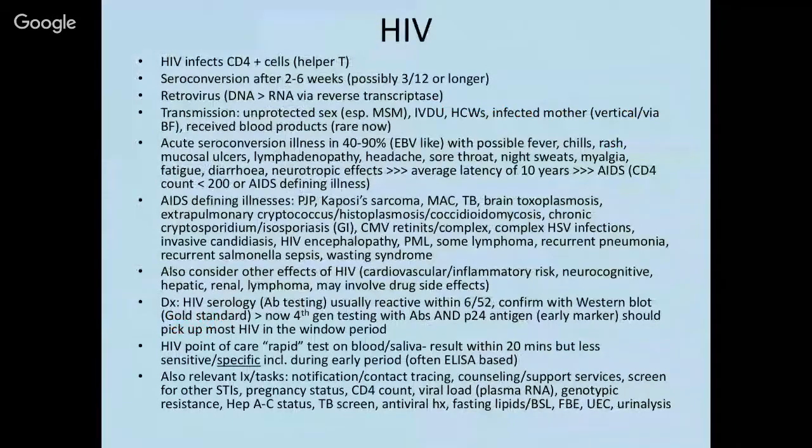And the last thing I've got is HIV. Obviously HIV infects the CD4 positive cells, which are usually helper T cells. Macrophages with CD4 can also be infected, but it's mainly helper T cells, which kind of cripples your immune system, your specific immunity. Seroconversion is usually after about 2 to 6 weeks, but it also depends on the type of test you use. This is a retrovirus, so it starts at RNA and goes back to DNA via reverse transcriptase. That slide is an error.